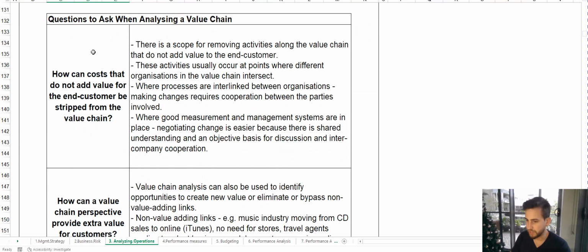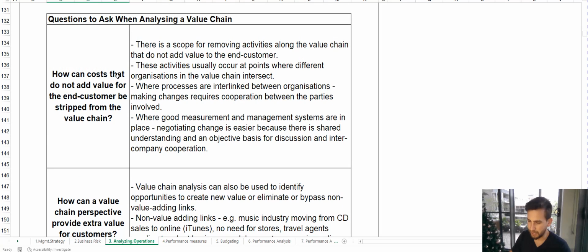So how can costs that do not add value for the end customer be stripped from the chain? So there's scope for removing activities along the value chain that do not add value. These activities usually occur at points where different organizations in the value chain intersect. Where processes are interlinked between organizations, making changes requires cooperation between parties. Where good measurement and management systems are in place, negotiating change is easier because there is a shared understanding and objective basis for discussing intercompany cooperation.